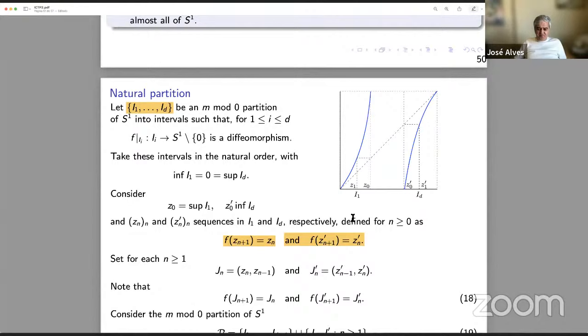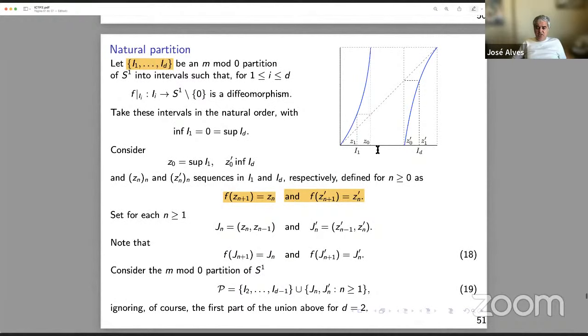What is the natural partition? You consider the intervals from 2 to d minus 1, if they exist, because it may happen that d is equal to 2, and if d is equal to 2, then z0 prime is equal to z0, and we only have these j's. But if it's not equal to 2, there are intervals here in between. The intervals are sent by f onto the whole S1 minus 0 and with derivative bigger than 1. So they are good intervals, in the sense that with them we can build some kind of Gibbs Markov map. The problem is near this fixed point, which is on both sides.